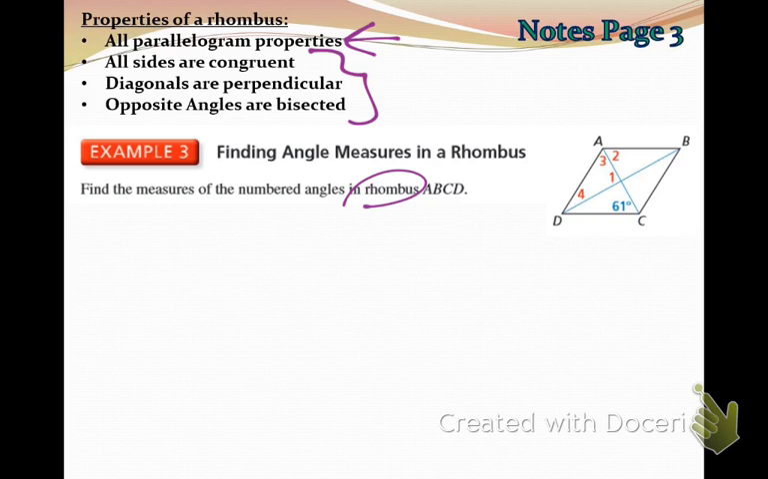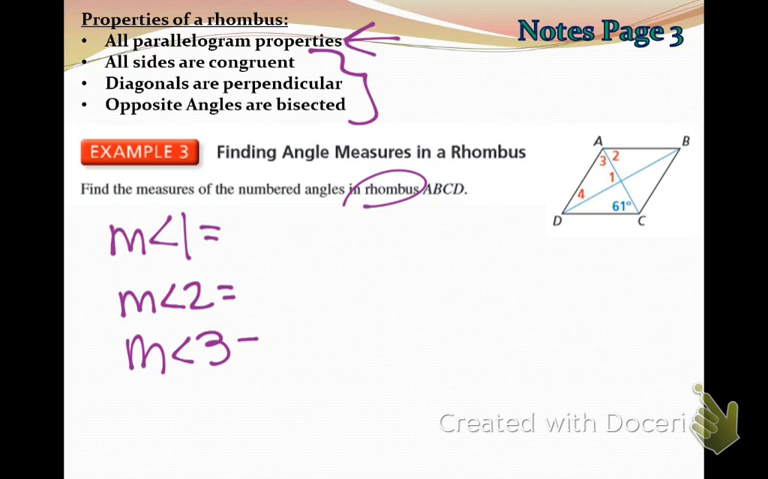You're going to find the measure of three angles. So off to the side, you're going to say the measure of angle 1 equals, measure of angle 2 equals, measure of angle 3 equals. So we'll start with angle 1. Angle 1 is directly between my two diagonals. So what did we learn about diagonals? They're perpendicular. What's the measure of angle 1? 90.